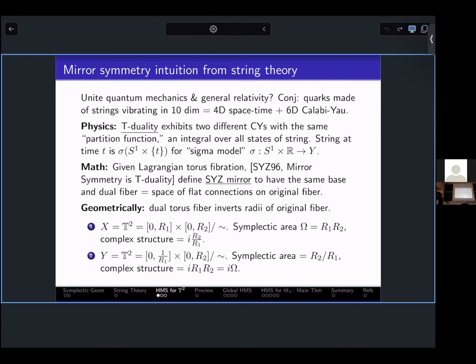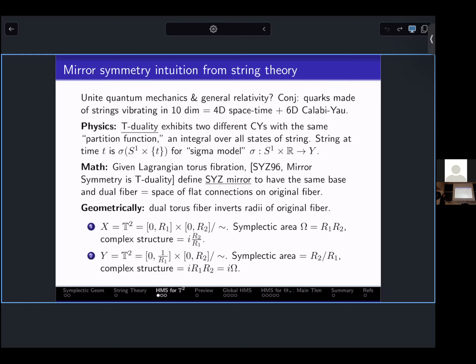So this process, geometrically, what you're doing is you're inverting the radius of a fiber. So if you have T2, R1 is the length in the fiber and R2 is the length in the base. Symplectically, a 2-form in 2 dimensions captures the area. So we can just write down what the area would be, R1 times R2. And the complex structure, what you multiply by to go by 90 degrees, is R2 divided by R1.